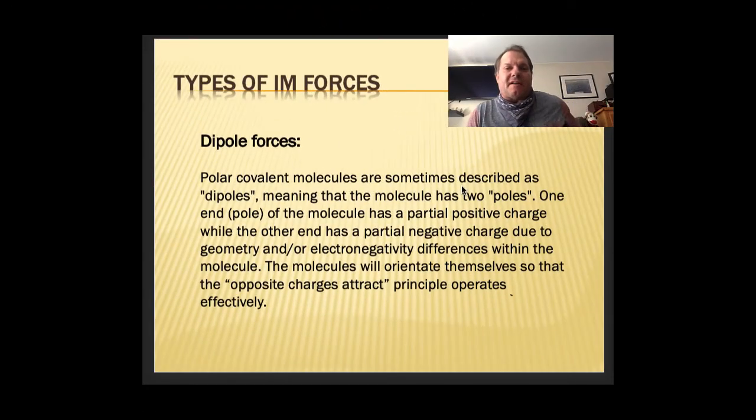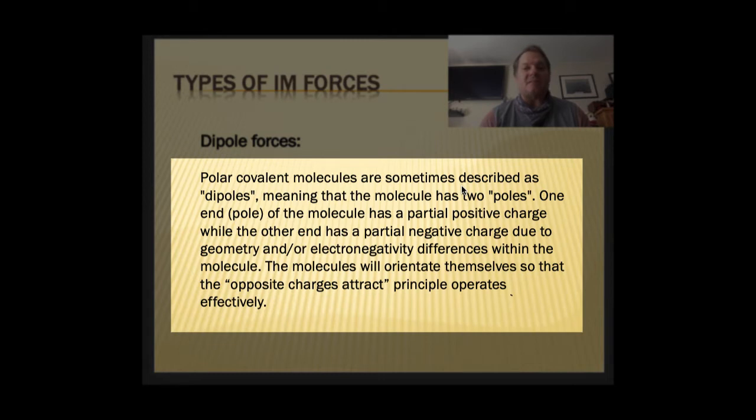The next type of force we want to look at is called a dipole force. Dipole means 2 poles. There's obviously this connotation that the molecule is polar. So when we're looking at polar molecules, as we did a couple slides ago, these would show dipole forces. Polar covalent molecules are sometimes described as dipoles, meaning that the molecule has 2 poles. One end, pole of the molecule, has a partial positive charge, while the other end has a partial negative charge due to the geometry and or electronegativity differences within the molecule. These molecules will orient themselves so that the opposite charge attract principle operates effectively.